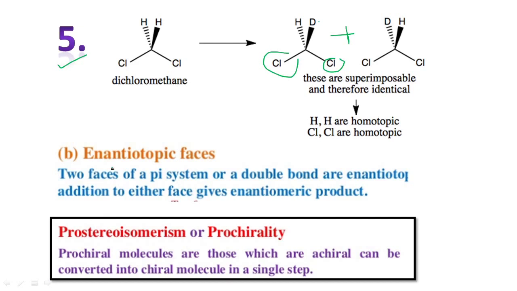Now, two faces of a pi system or a double bond are enantiotopic. Addition to a face gives an enantiomeric product. For example, say there is a ketonic group or carbonyl group. When you add a ligand or an atom or a group, there is formation of an enantiomeric product.